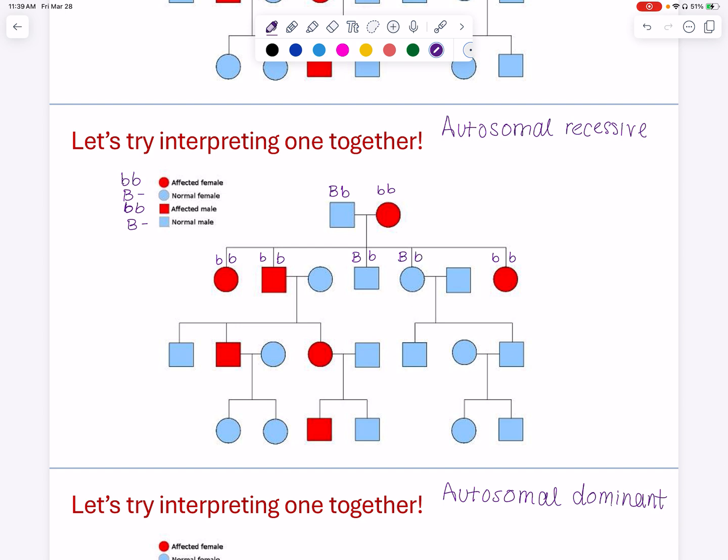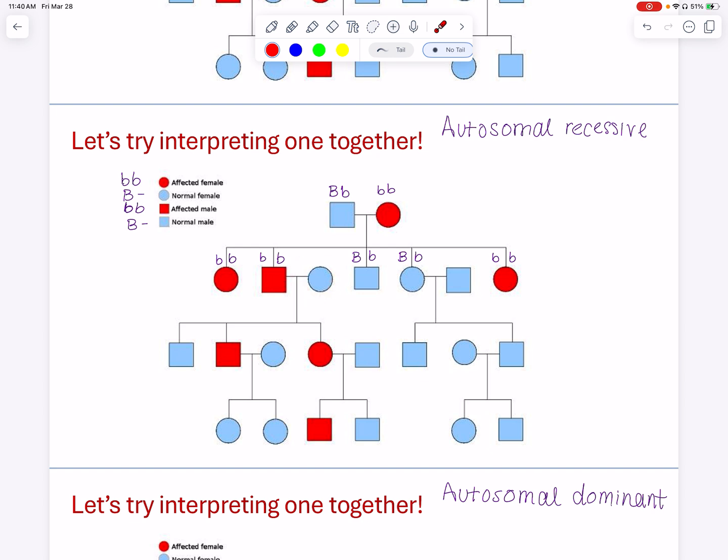So we've gone through the first two generations and been able to figure out what their genotypes are. And so far, no issues. Now, if we are looking at the marriages, we see that this affected male had married a normal female.